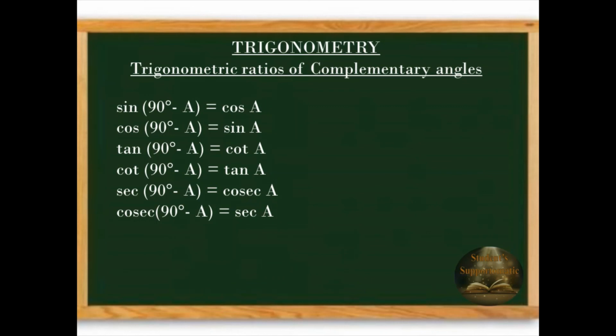Sin(90° − A) becomes cos A. Cos(90° − A) becomes sin A. Tan(90° − A) becomes cot A. Cot(90° − A) becomes tan A. Secant(90° − A) is cosecant A, and cosecant(90° − A) is secant A. These are the trigonometric ratios of the complementary angles.